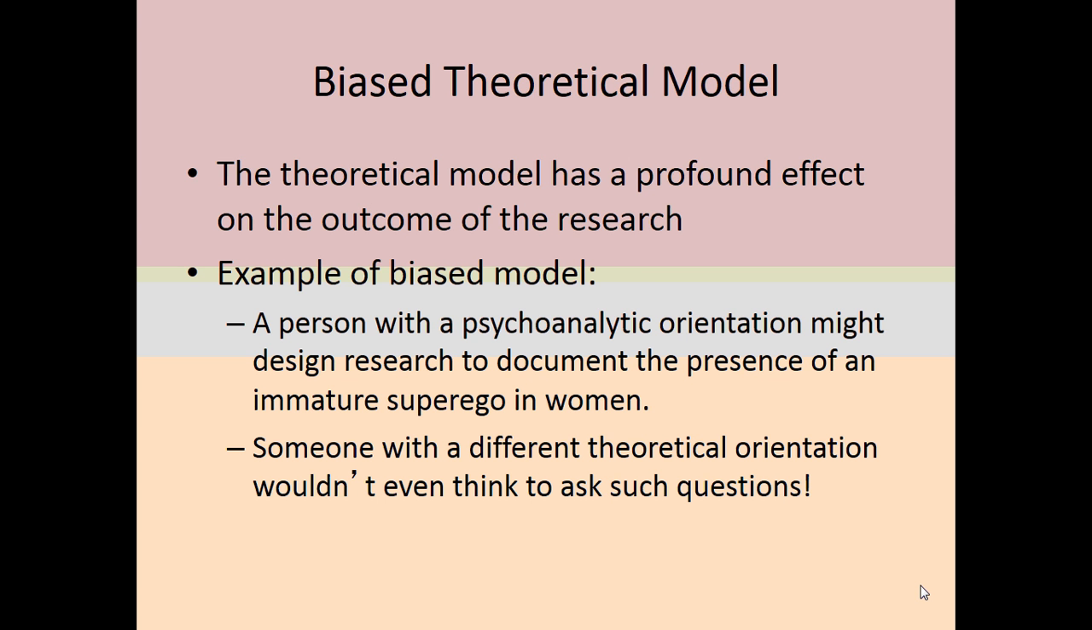I've already mentioned the psychoanalytic or psychodynamic orientation tends to have the belief that women have an immature superego, for example. Now, this immature superego means that women are not capable of having a strong moral compass. That's what it means. Your superego is your morals. And so women are weak in the moral area. Now, if you are creating a study based on this theory, you may be looking for the presence of an immature superego in women. And if you had a different theoretical orientation, you wouldn't even think to ask such questions. So this creates a very biased model from the start.